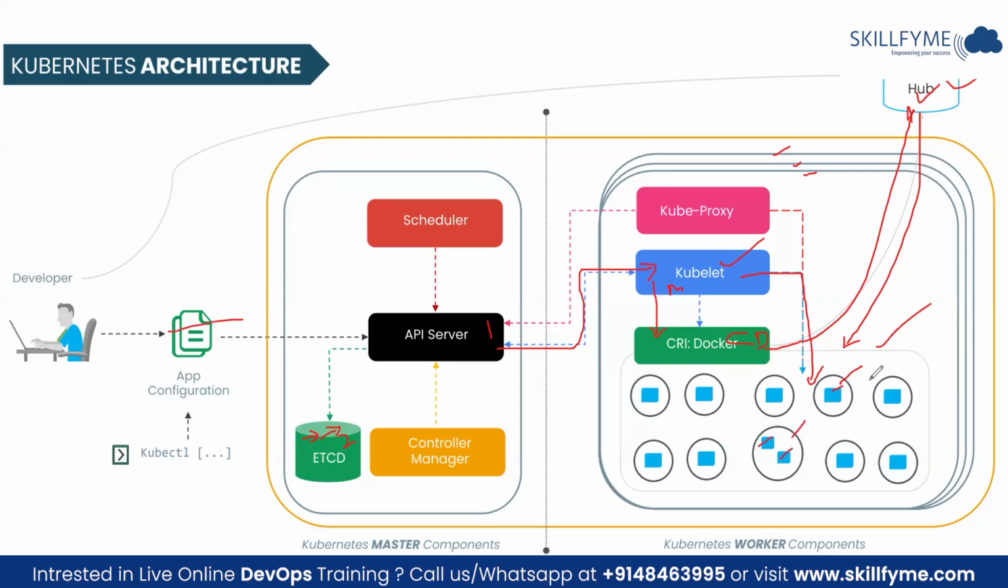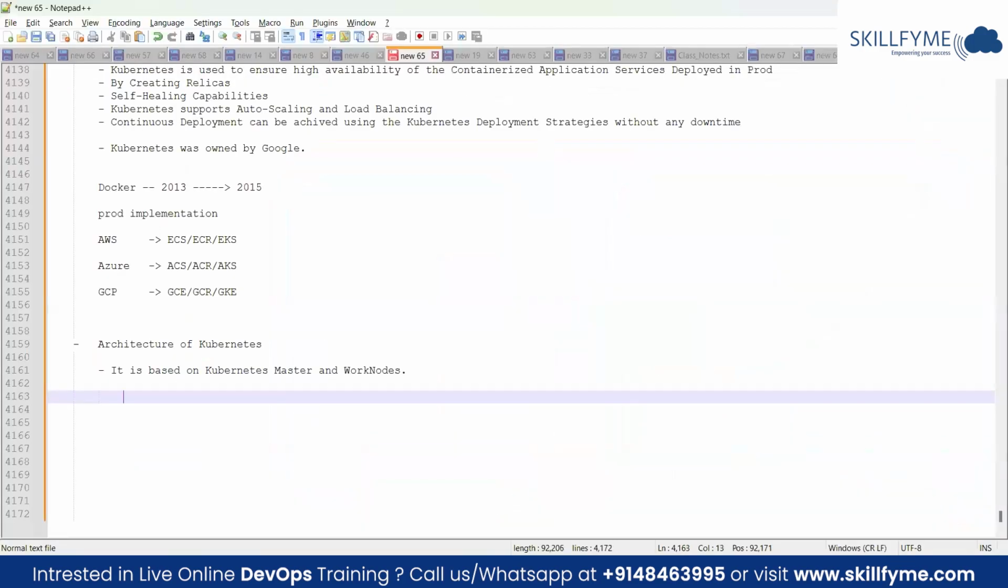And once the pod is deployed, it has to be enabled with the proper IP address for pod networking. So the pod networking will be done through your Kube Proxy. Got it? And finally, the controller manager is responsible for ensuring high availability of your pods. It always keeps your pod up and running in its desired state. That's it. In this Kubernetes architecture, we've seen some components, right?